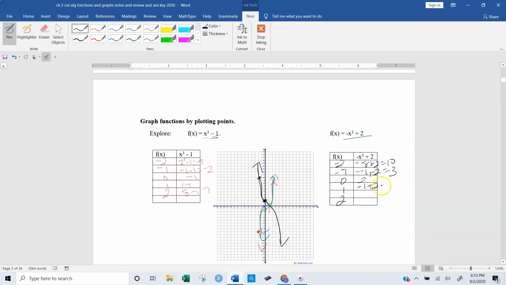And then plug in your 2, which would be -8 plus 2, which is -6. So I got that one off a little bit. It should have been way down here. Okay, I hope you did a good job.